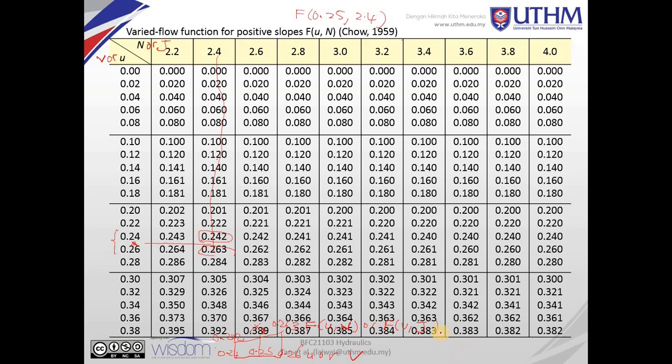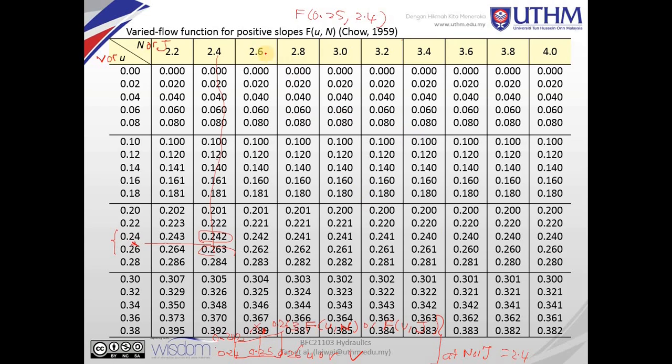So now we do the calculation. This is for the function at n or j equal to 2.4. So the calculation should be like this: 0.263 minus 0.242 divided by 0.26 minus 0.24. This is the bigger trapezoid, and then we take the ratio, the similar technique, for the smaller trapezoid here.